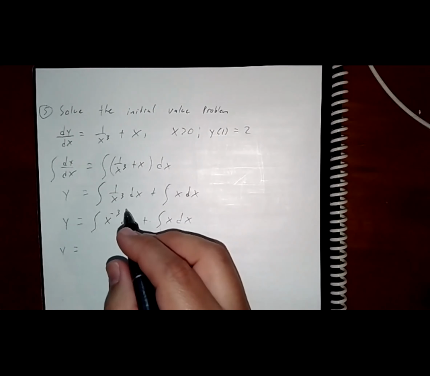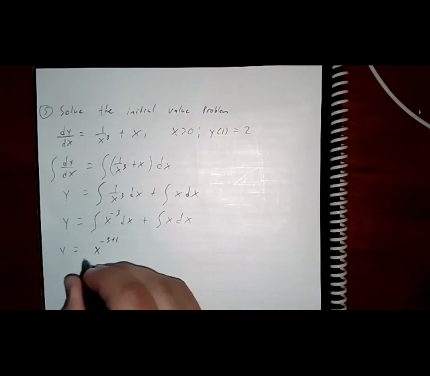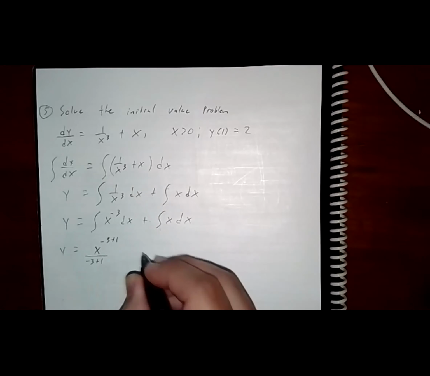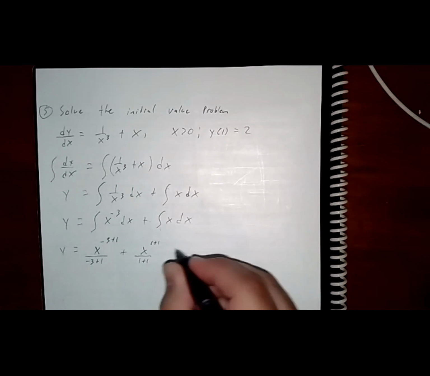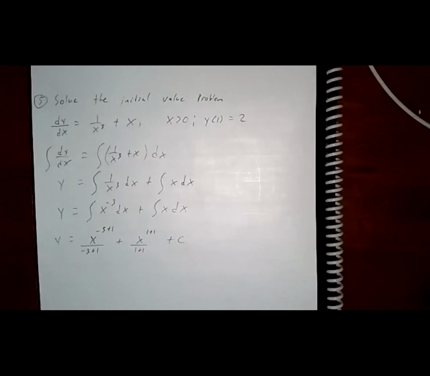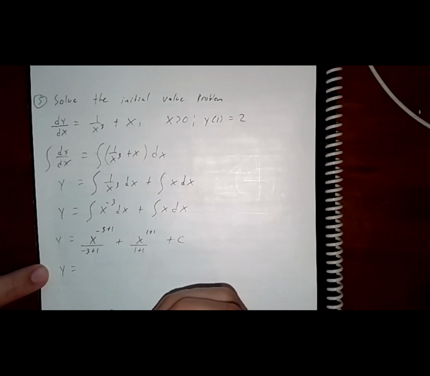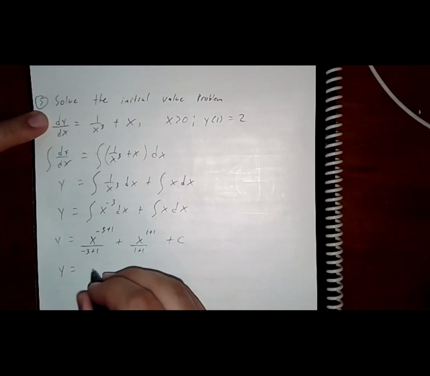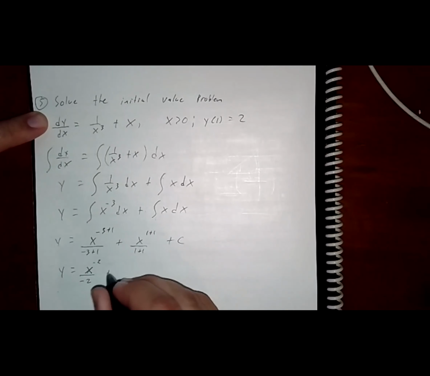Add 1 and divide by the result. So it'll be -3 plus 1 over -3 plus 1 plus x1 plus 1 over 1 plus 1. So the y equation, which is what we're finding, we're looking for the solution to this differential equation. We will get x to the -2 over -2 plus x squared over 2.